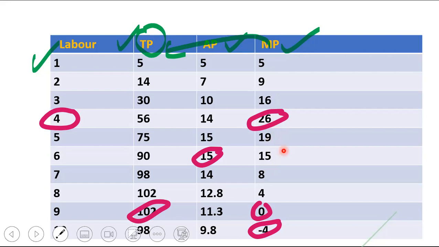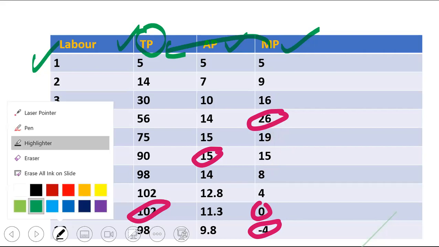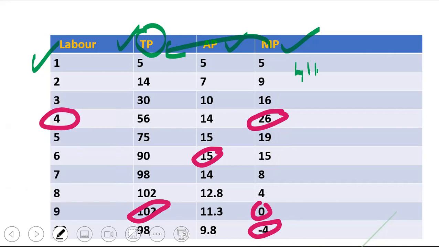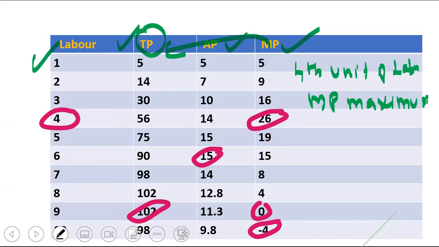When I am using the fourth unit of labor, MP reaches maximum. कितना है वो भी लिखो. MP reaches maximum, that is 26. Bracket में डालो.